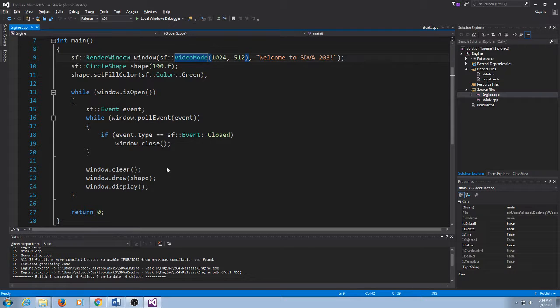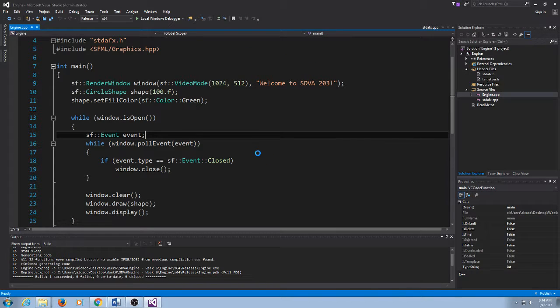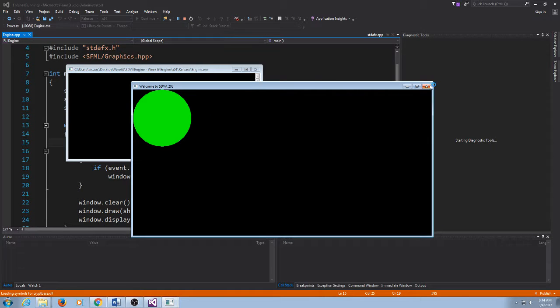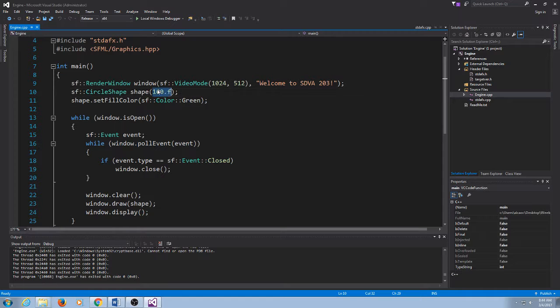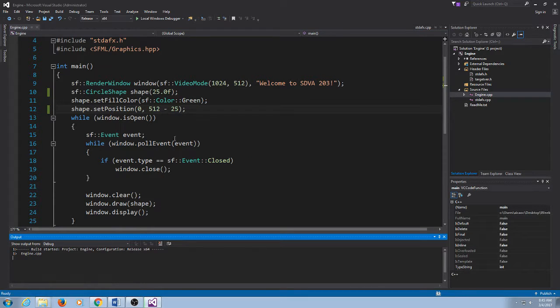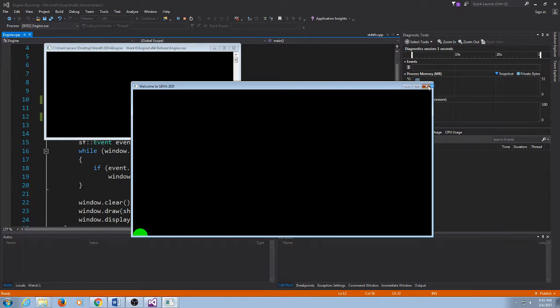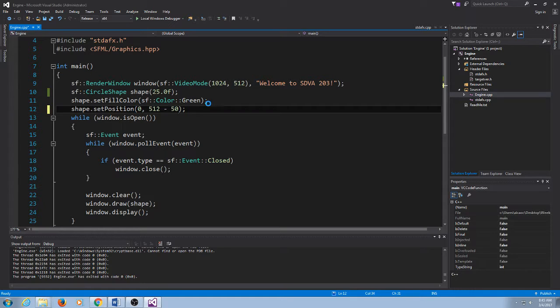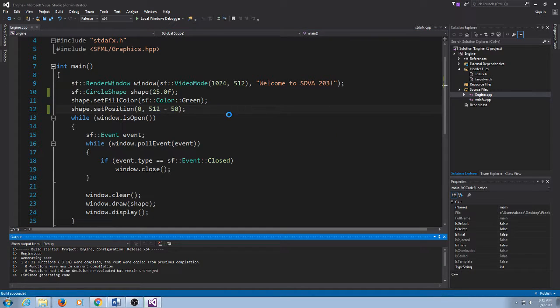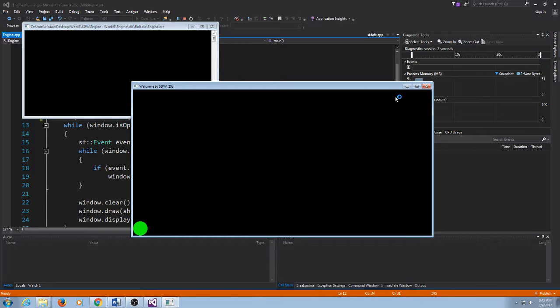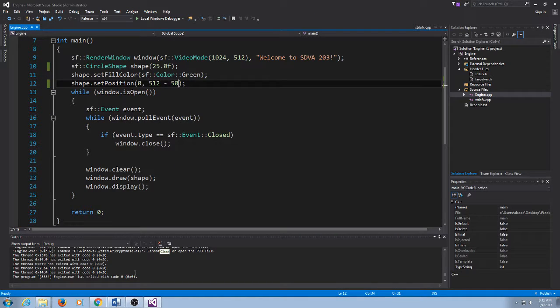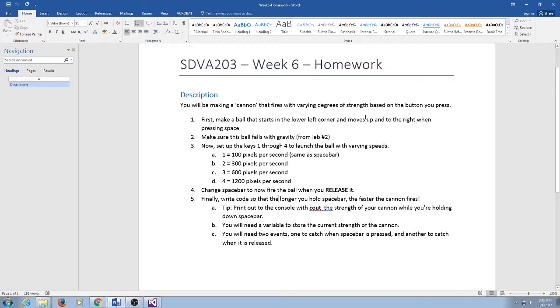So let's go over the first part, which is to have a ball. So starting with an empty SFML project, I have this green ball, which I'll be using. And I'm going to make it be in the lower left. So I want this thing to be in the lower left corner. Like so. And the first thing I want to do is just make the ball move up and to the right when pressing space.